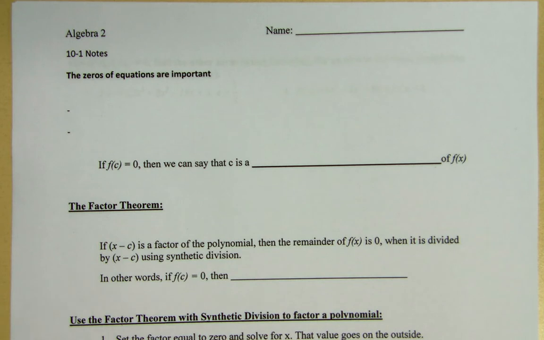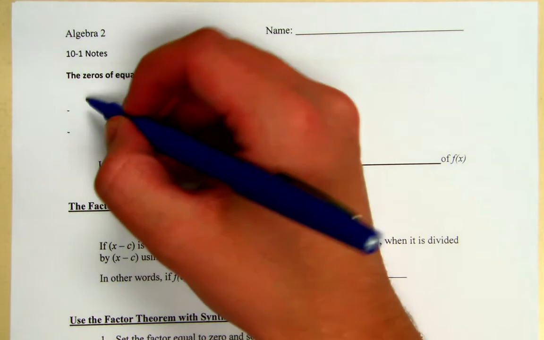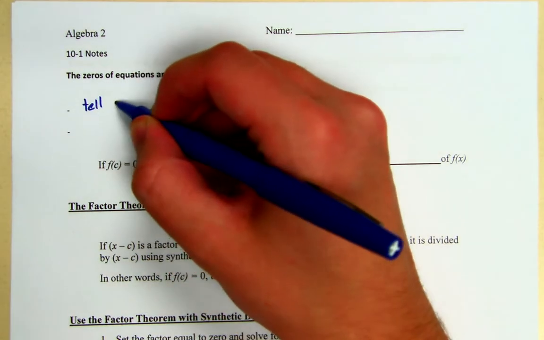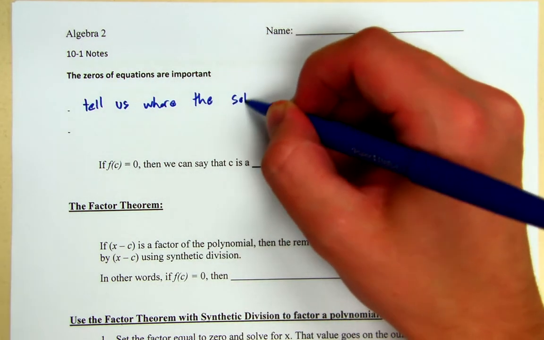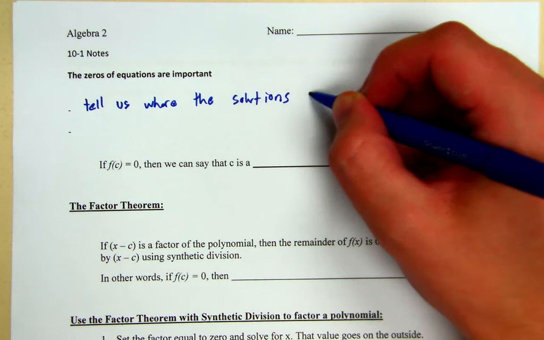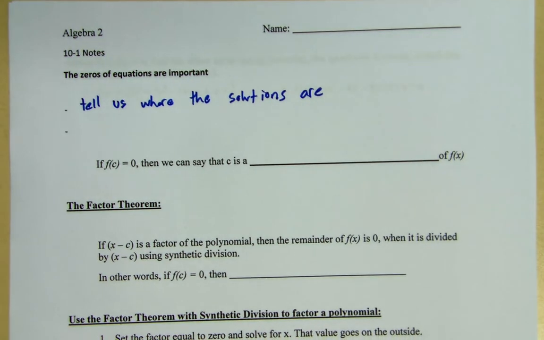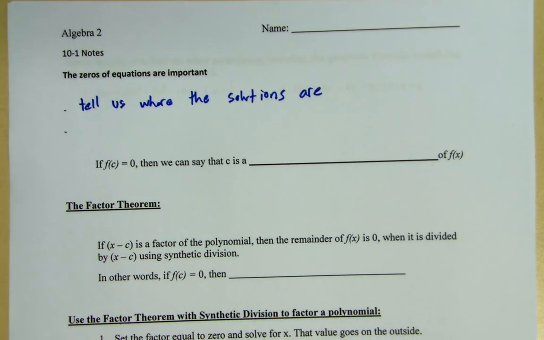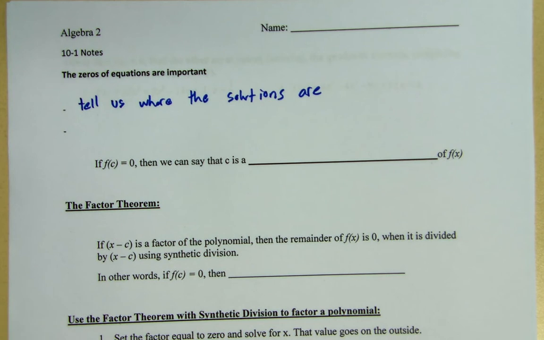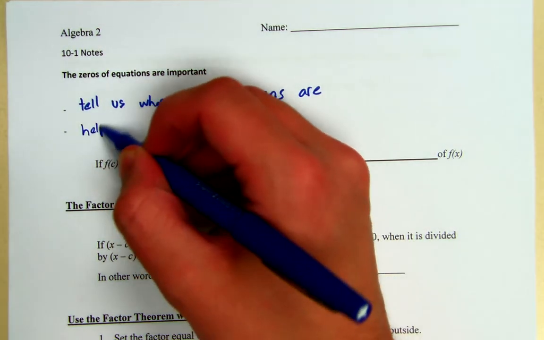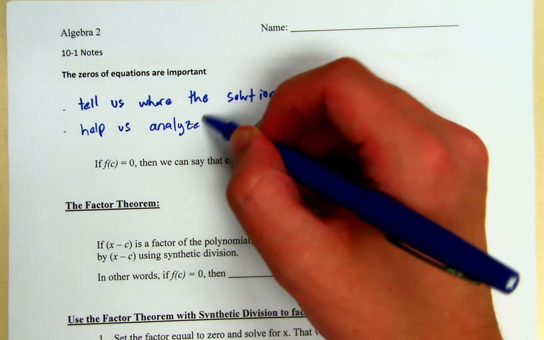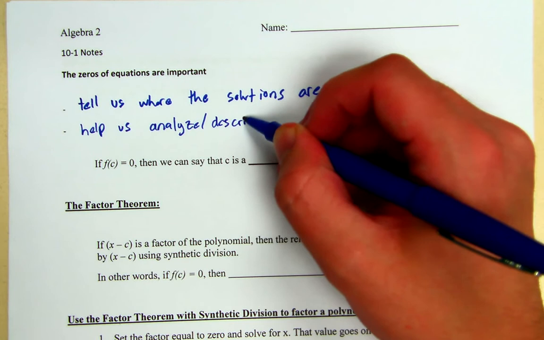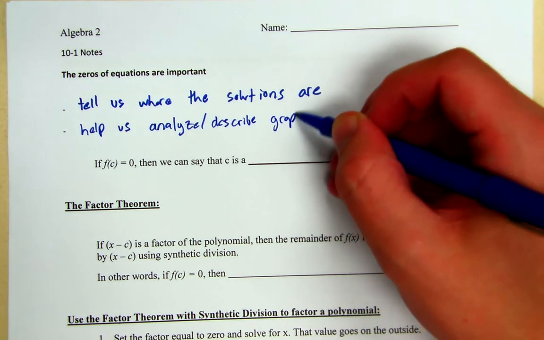So zeros are really important because they tell us where the solutions are. So that's the first reason why they're important. They tell us where the solutions are. In calculus, they actually tell us where changes occur, and specifically later in this chapter, they're going to help us analyze and describe graphs.